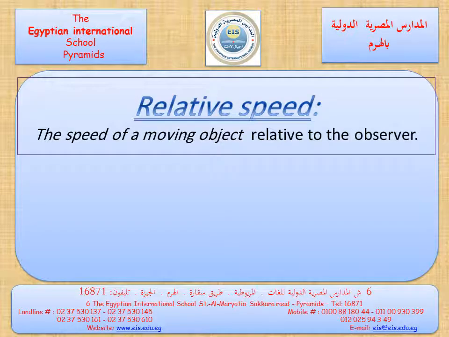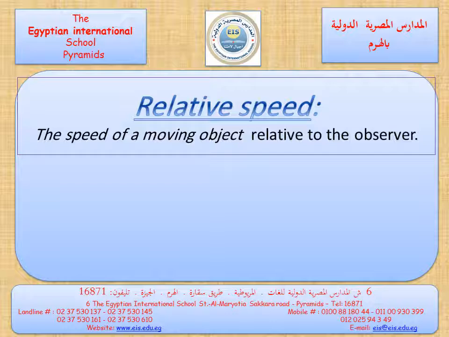Now, we will talk about the relative speed. What is the meaning of relative speed? It's the speed of a moving object relative to the observer.